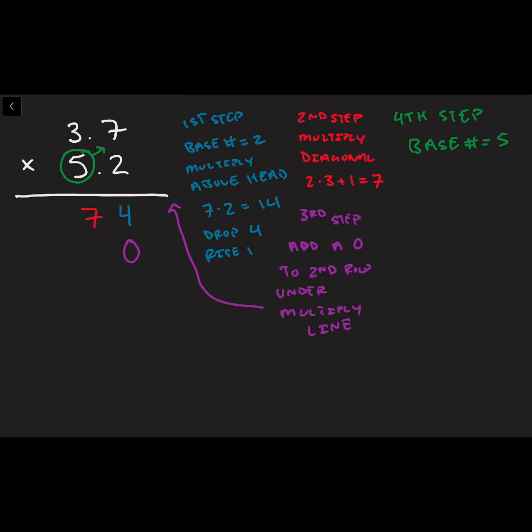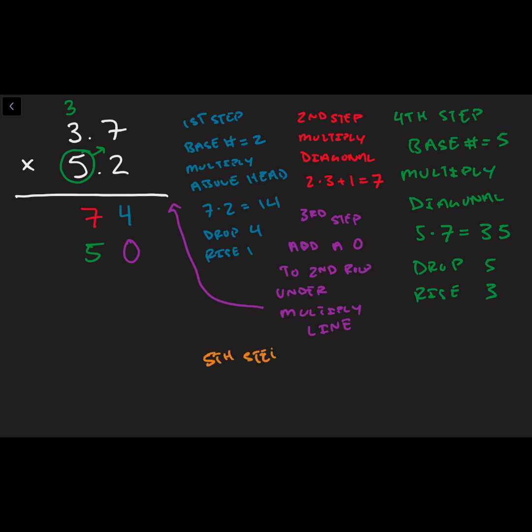Now, the fourth step we're gonna do is we multiply diagonal, all right? Not above head, but diagonal. So when we multiply diagonal, that's gonna give us 5 times 3, and that's gonna give us 35, right? We're gonna drop the 5, rise the 3. Drop 5, rise 3. So drop the 5, rise the 3 to the top right here.